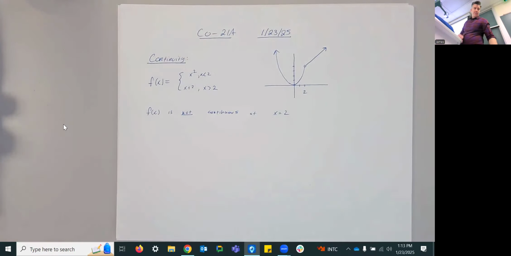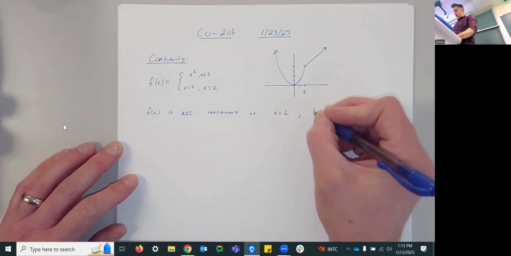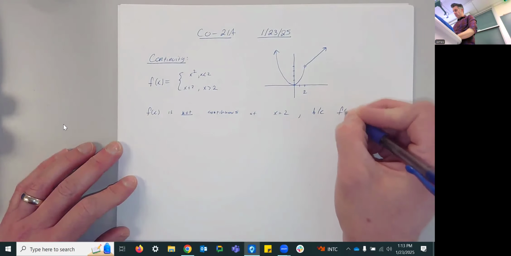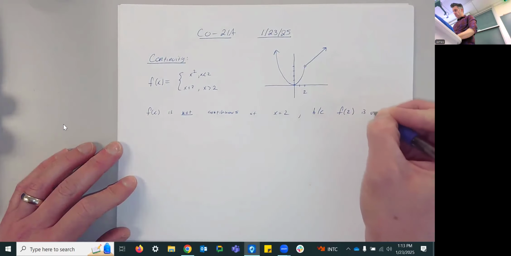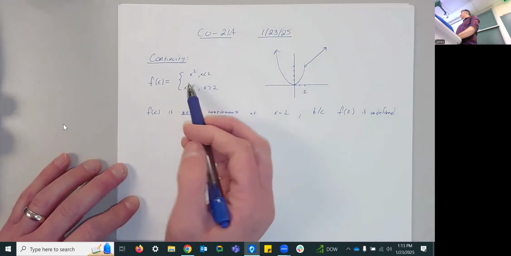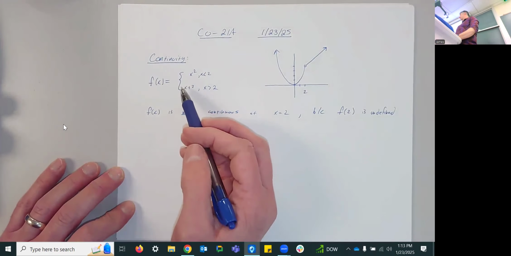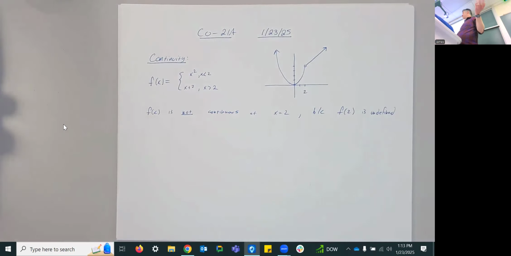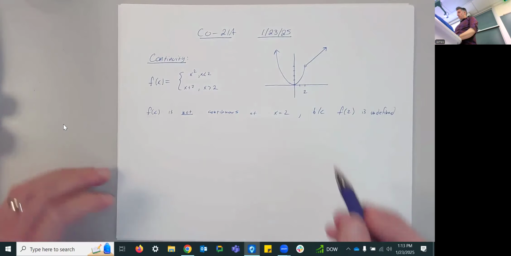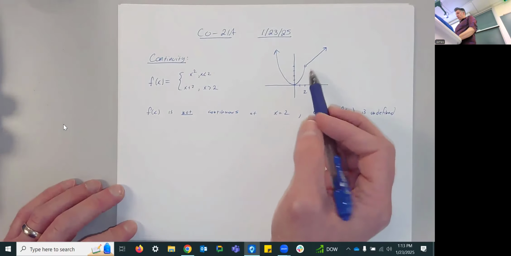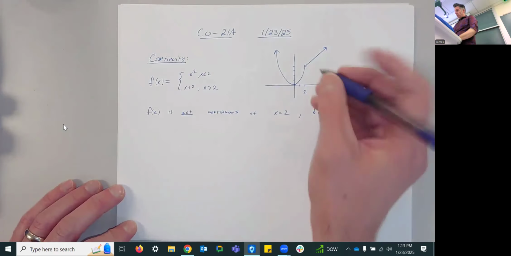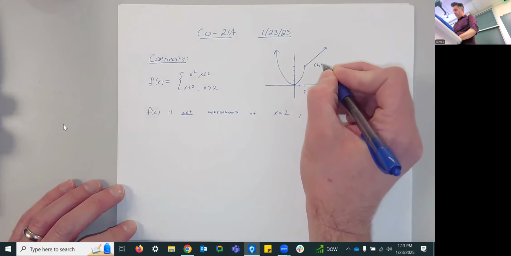And specifically, not continuous at 2 because f of 2 is undefined. Right? This function isn't even defined to be anything when x is equal to 2. So it certainly can't be continuous there if it's not defined there. And you can probably all see this hole: there's a little open hole right there at the point (2, 4).